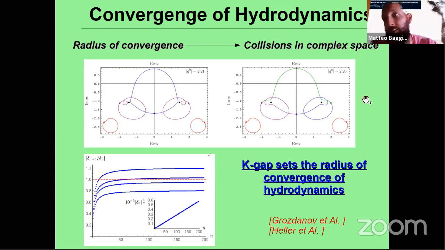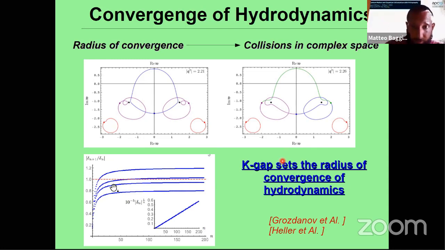And so there was a lot of discussion because at the beginning people, including myself, tried to show that basically the radius of convergence of hydrodynamics was 0. But then there was a paper by Kovtun, Grozanov, Starinets, and friends where they claimed that actually if you go to momentum space, the radius of convergence is finite. And then there was a big fight to understand, is it 0 or is it finite? And there was a recent paper by Heller and collaborators, which basically put a solution to this problem. And the solution has a lot to do with the K-gap. So actually the position of the K-gap, so the position at which this collision happens, is exactly the one that sets the radius of convergence of hydrodynamics from a formal perspective.